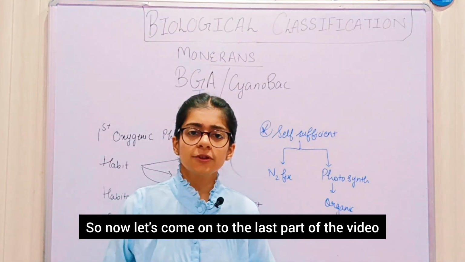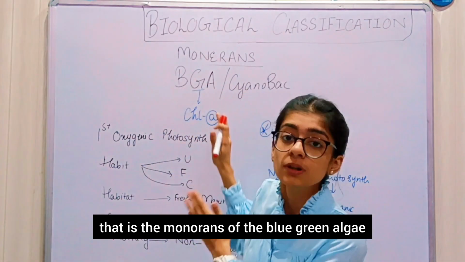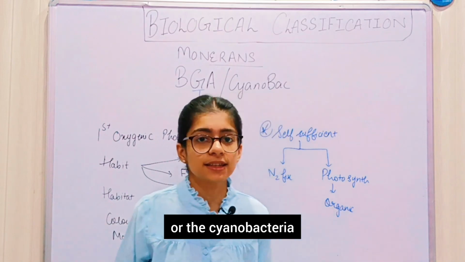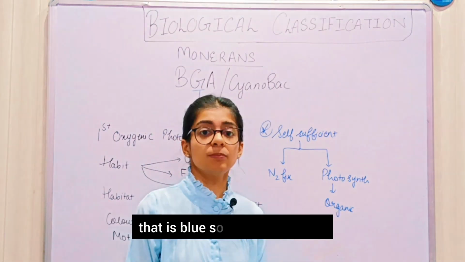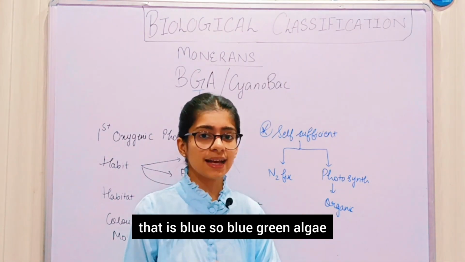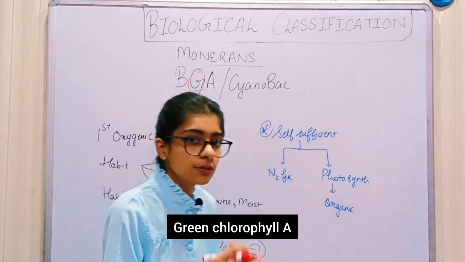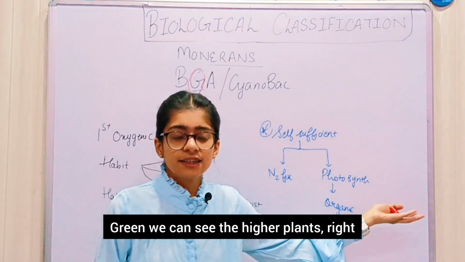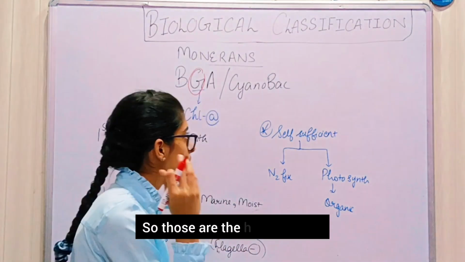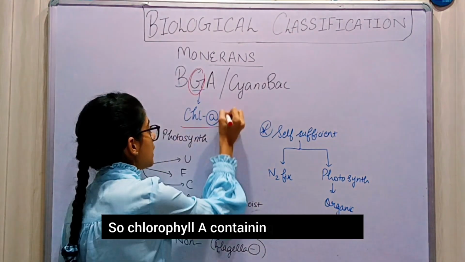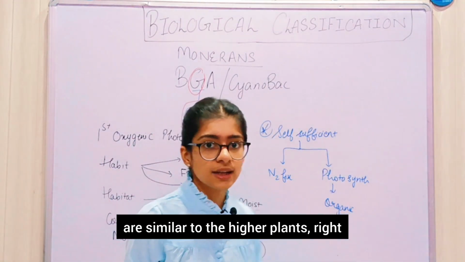So now let's come to the last part of the video, that is the monerans, the blue-green algae or the cyanobacteria. Cyanobacteria, as you will understand from cyano, means blue. So blue-green algae. From the word green, what do you understand? Green, chlorophyll a. Green, we can see in the higher plants, right? The plants we see in the garden or in the park. So those are the higher plants. So chlorophyll a containing pigments are similar to the higher plants, right?